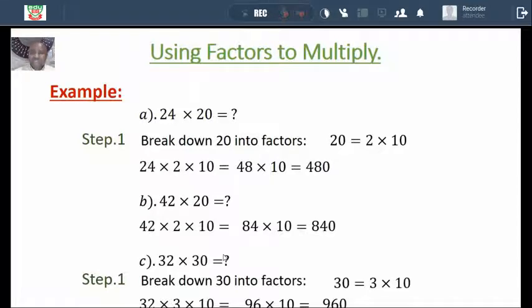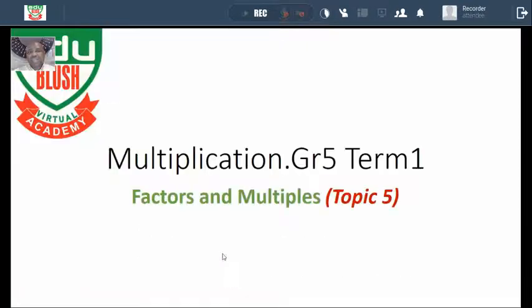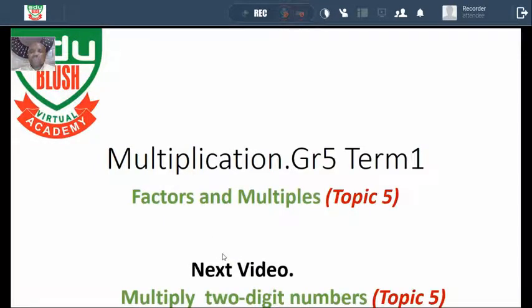Now, if you've seen this, it means you can go back again and redo the factors and multiples until you know them, just as you know your friends. Just remember, a factor of a number is a number that divides into that number exactly. That will be the end today for factors and multiples. And we'll see you again next time in our next video when we'll be multiplying two-digit numbers. That will still be on topic 5 of the grade 5 term 1. We are using the Platinum Mathematics books of CAPS.